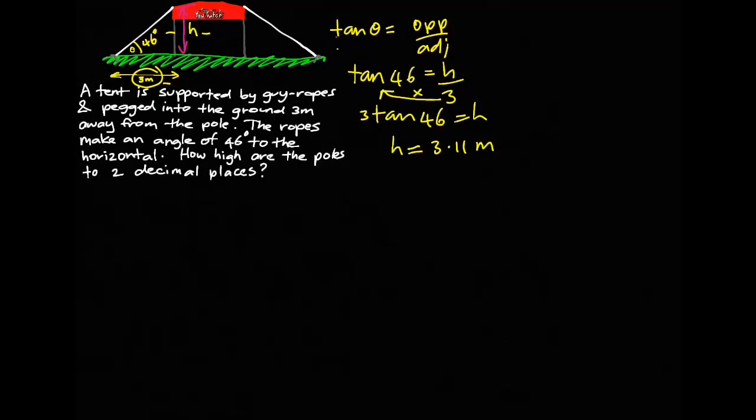Now I just want to bring your attention to the fact that the angle is 46. When an angle is 45 degrees, the adjacent and opposite are exactly the same value. And you can see that with the angle being 46 degrees, 3.11 metres is not much more than 3 metres. That's just another trick for understanding whether or not you've calculated it correctly.